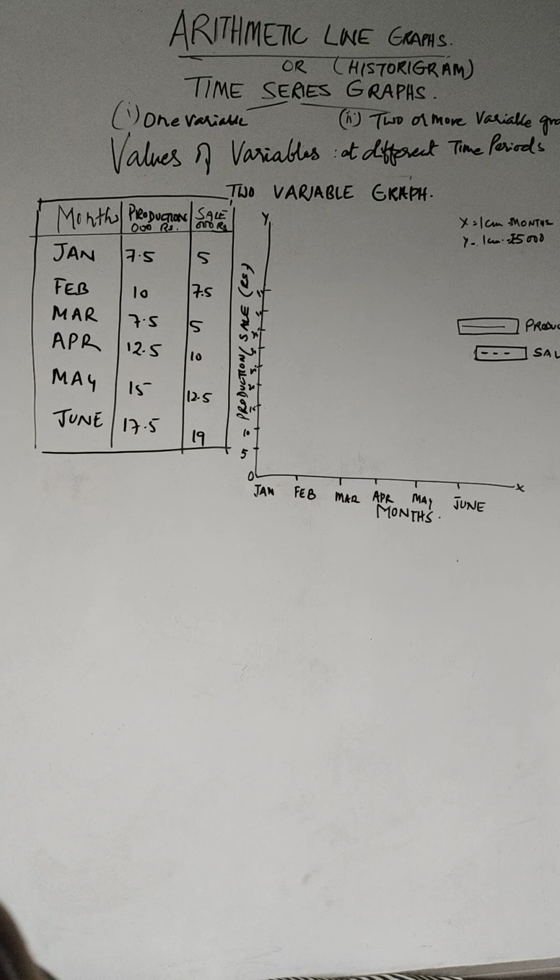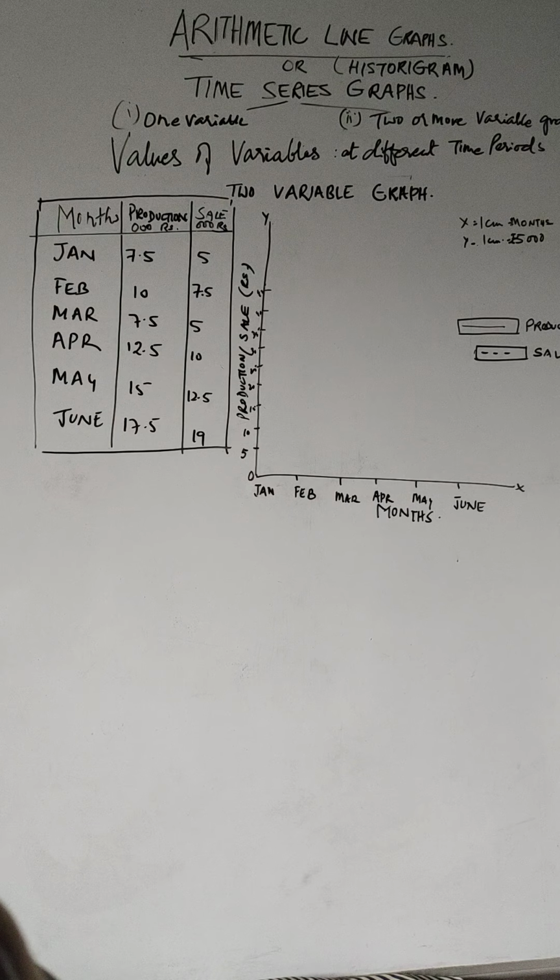We are talking about what is known as graphical presentation of data, and in that we are doing arithmetic line graphs. These are also known as histograms, as we talked about in the earlier class, and are known as time series graphs. Time series graphs are of two kinds: one with one variable, and one with two or more variable graph groups.